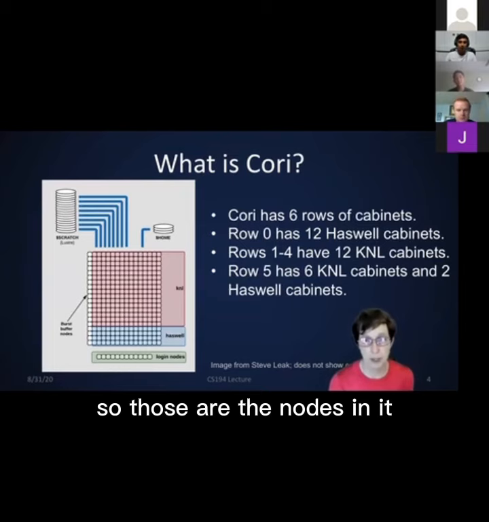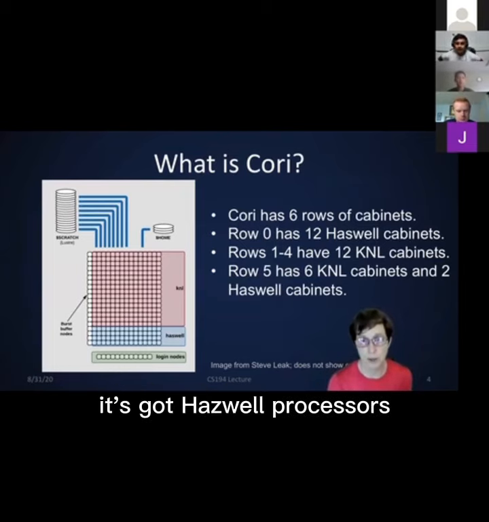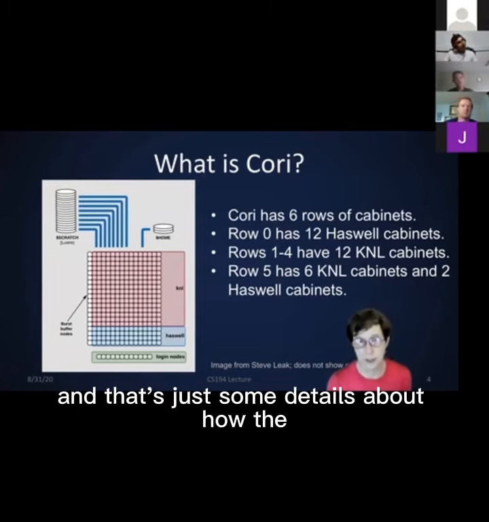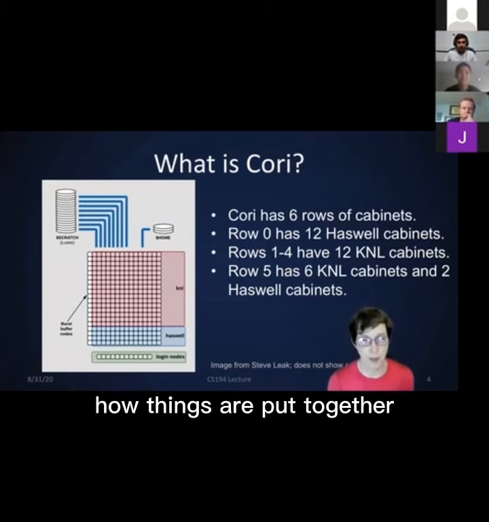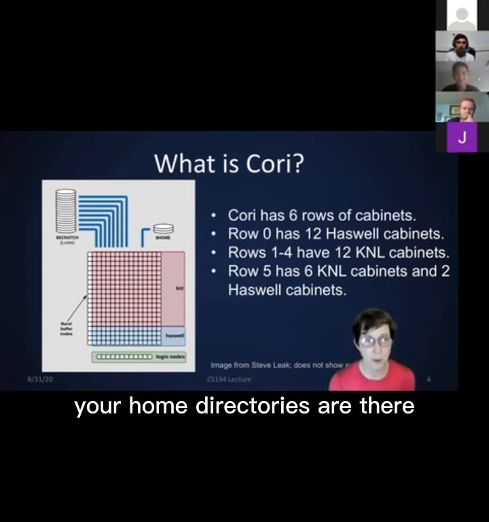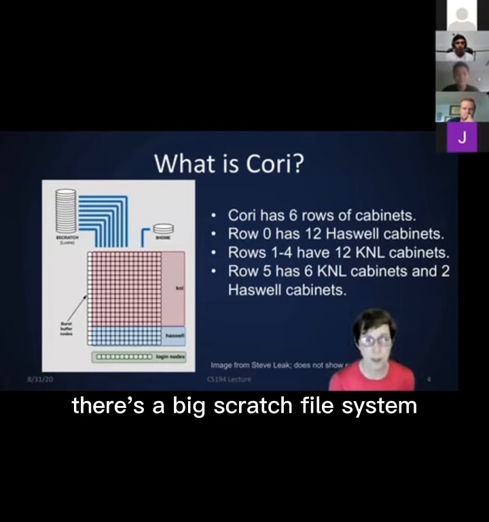So those are the nodes in it, and it has 2 different kinds of processors. It's got Haswell processors and it has Knights Landing or KNL processors, and that's just some details about how things are put together. And there's a file system connected to it. Your home directories are there. Your home directories are backed up. There's a big scratch file system.